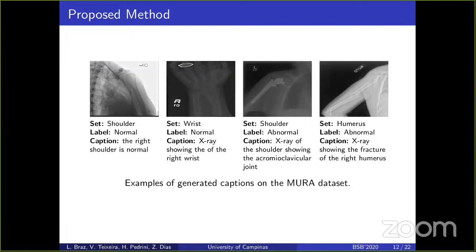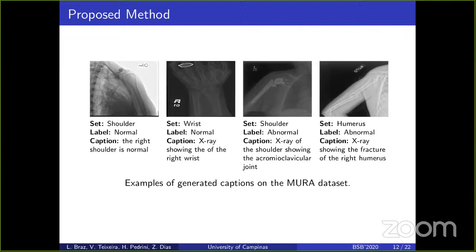Here are some examples of original images on MURA and the captions generated after this task. One example is the first one, where we have an image from the shoulder set, whose actual label is normal, and the caption generated by the encoder-decoder is "the right shoulder is normal." Another example is the last one, where we have an image from the humerus set, where the actual label is abnormal, and the generated caption is "X-ray showing the fracture on the right humerus."